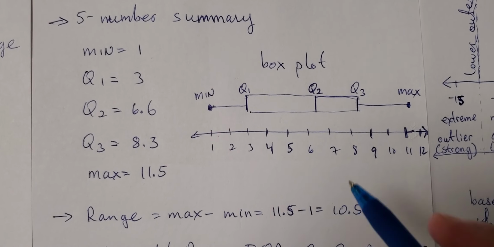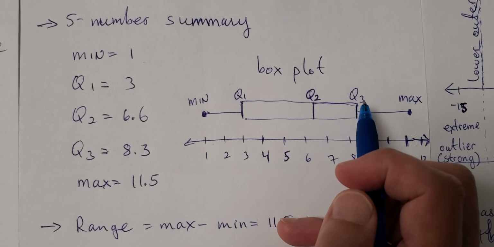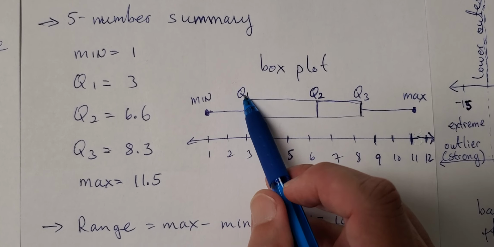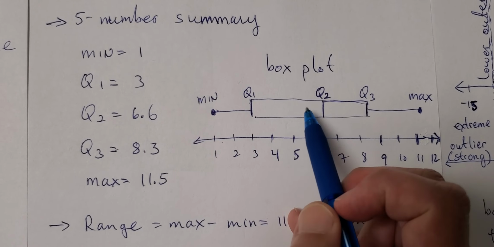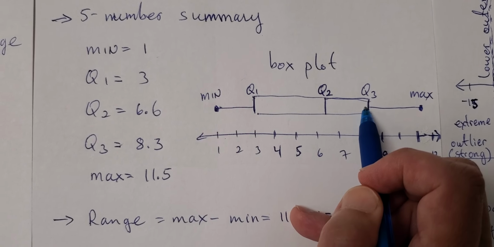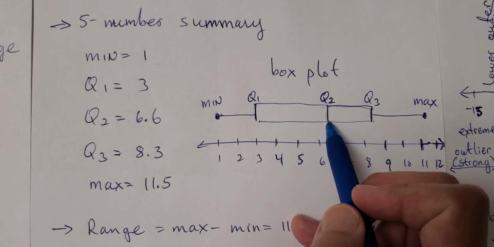Now the only place that you will draw a box is from Q1 to Q3. One more time, you only draw the box from Q1 to Q3, which I have right here. And then in the middle right here, which is your Q2, draw that line as well.